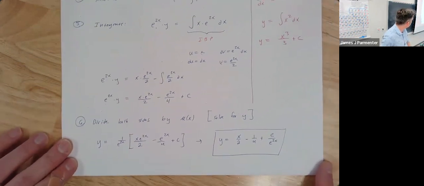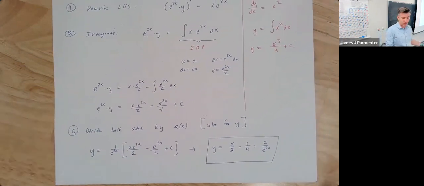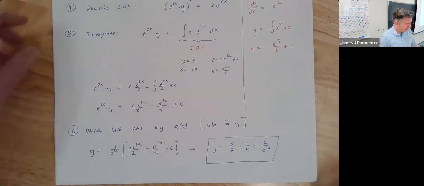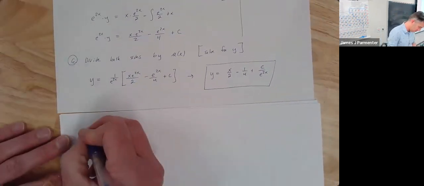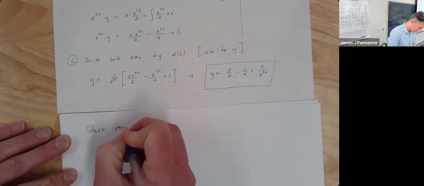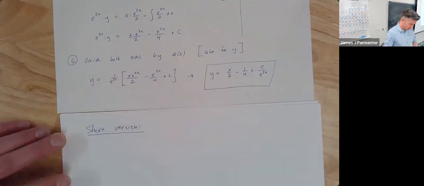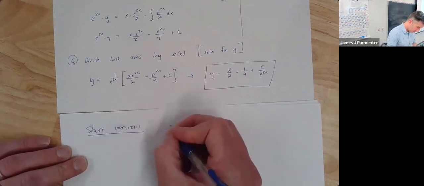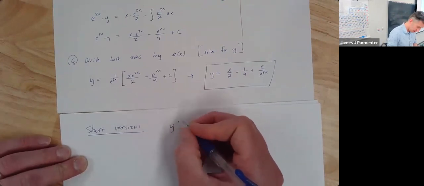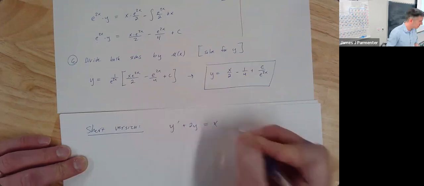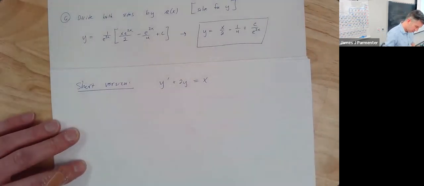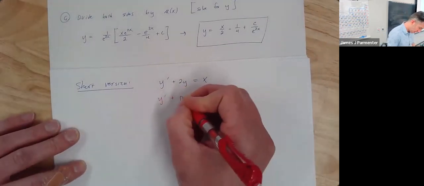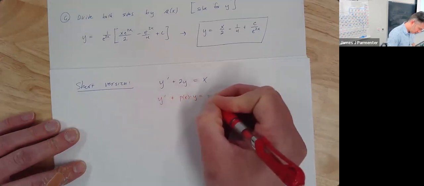Let me briefly mention the thing people are often okay with their students doing for this kind of process. That's the long way. Let me just write down the shortened version. Here's the short version. We'll use the same example. So we still have y prime plus 2y equal to x. So here's what we're going to do: y prime plus p of x times y equal to q of x.